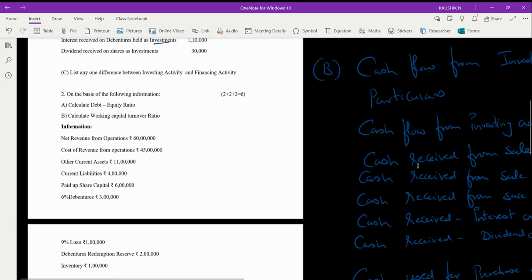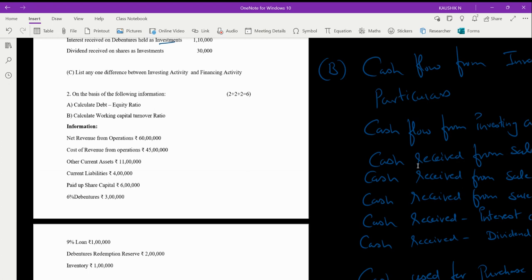Right. So now we have three more problems under this. See the second question. What is the question all about? On the basis of the following information, you are being asked to calculate debt to equity ratio and working capital turnover ratio. So almost the same as what you learned. For debt to equity and working capital turnover ratio, you have to take this given information. So this information is going to be used for the calculation.